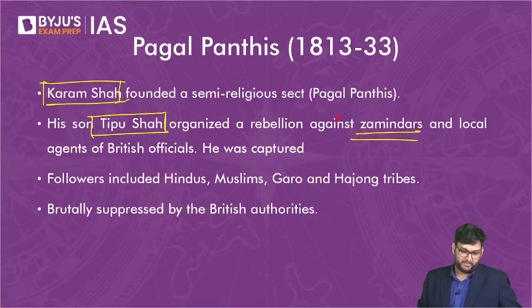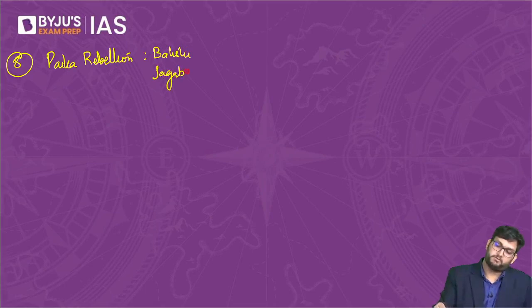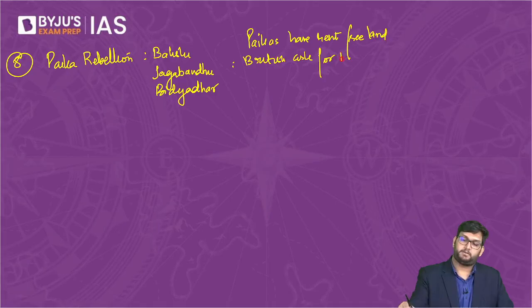So we already have 7 here. Let's make it here 8. We have the Paika rebellion, Bakshi Jagbandhu Vidyadhar. Paikas have rent-free land. British ask for rent and revenue, and they will rebel.